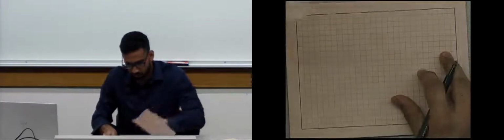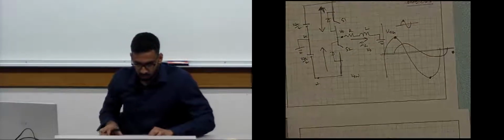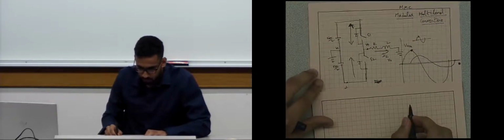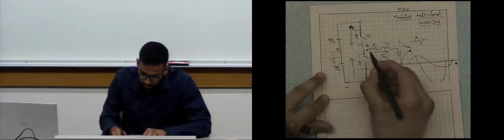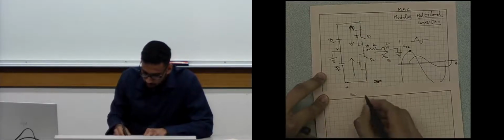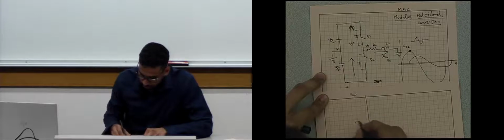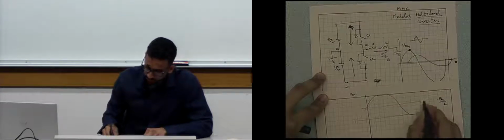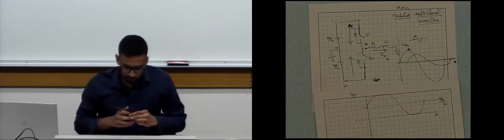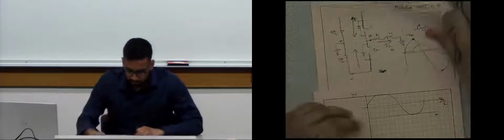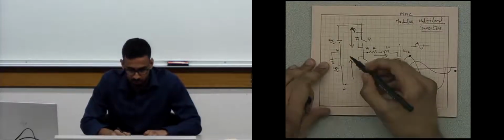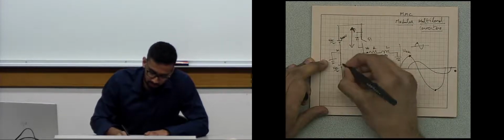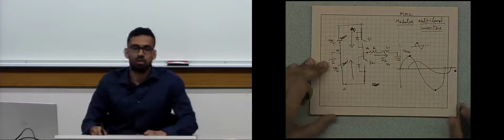Let me take another page. VOG has an average of 0, VON has an average of VDC over 2, right? If this is 0, we have VDC over 2 and we create a sinusoid. So that's the basic half bridge inverter. Now let's look at the circuit and assume this is say 300 volts. VDC over 2 is 300 volts and this is 300 volts. Now this is all fine.